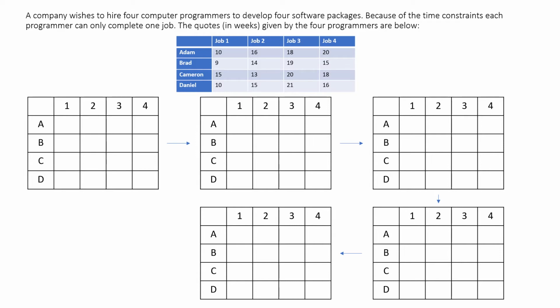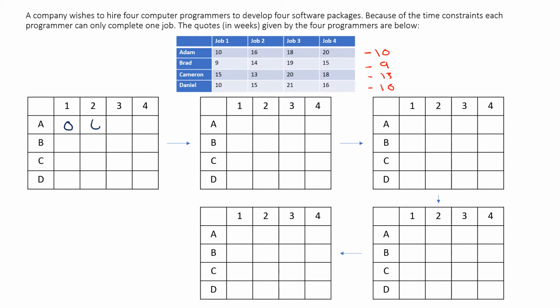Alright, so step 2, after having drawn the table, which we have, is to perform a row reduction. So in the first row, it appears that 10 is the smallest value. In the second, it is 9. In the third, it is 13. And in the fourth, it is 10. So now I'm going to redraw the table, with those changes made.